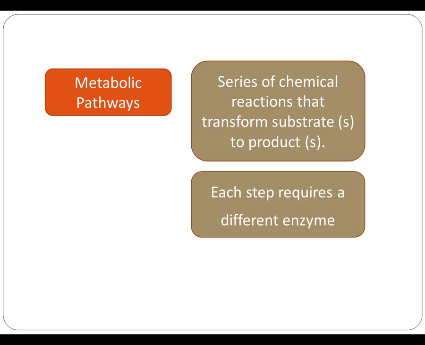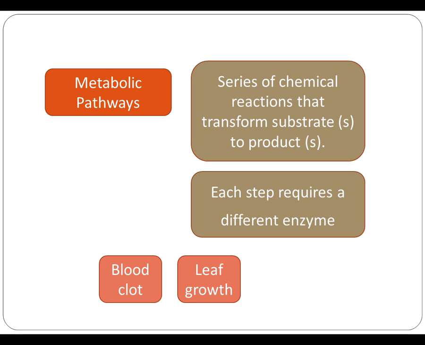Some examples we've already listed are blood clot formation. Another example I think in your textbook is something growing, like the leaf on a plant. Digestion, you name it. Probably a metabolic pathway is involved in that process. Not all metabolic pathways have the same number of enzymes in each step. It just depends on the pathway.